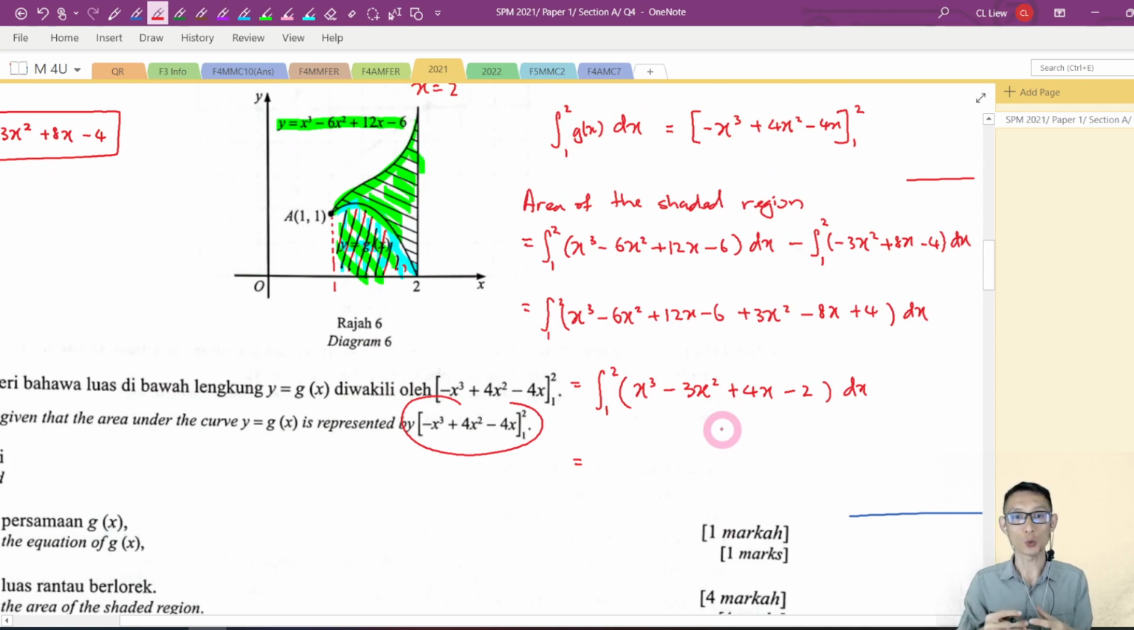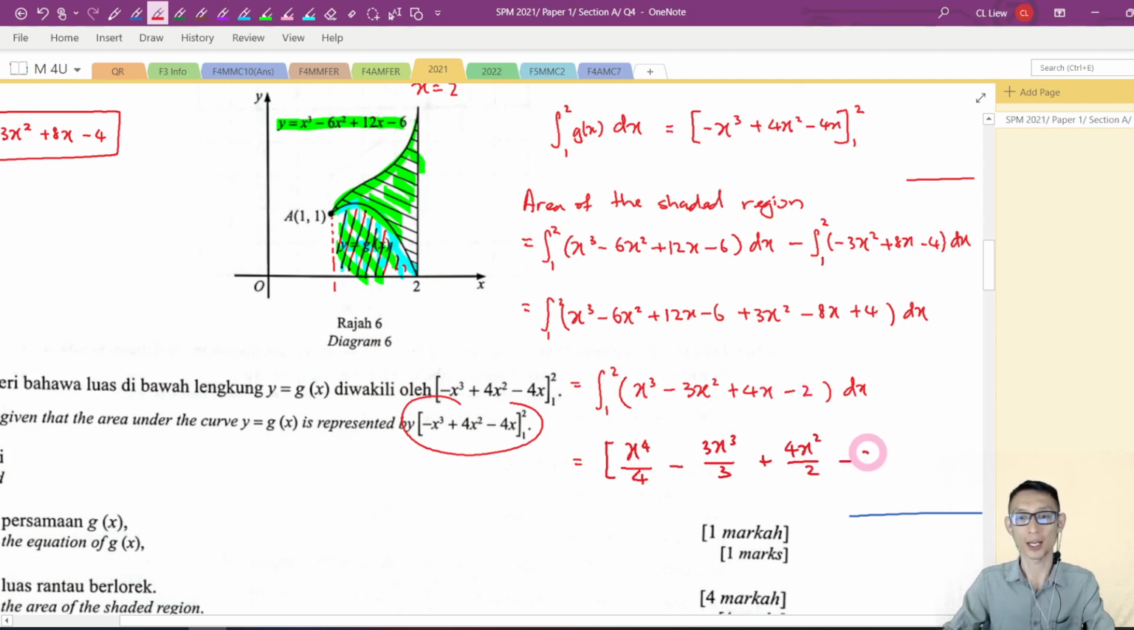Now we are going to integrate this whole thing. x cubed, 3 plus 1, you get 4, divided by 4. Minus 3x squared, 2 plus 1, you get 3, divided by 3. 4x, 1 plus 1, you get 2, divided by 2, and then minus 2x. Okay, so this will be the area of the shaded region.